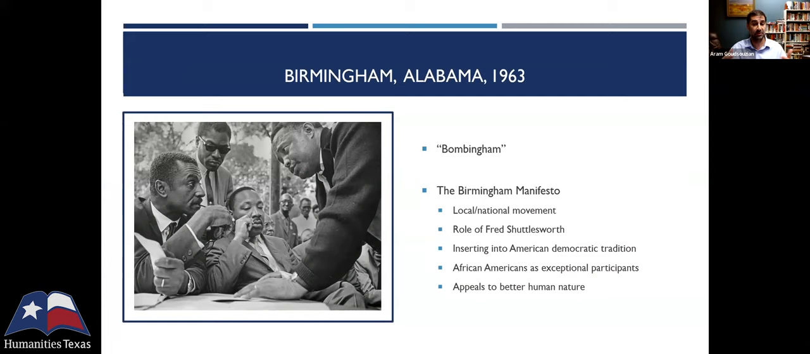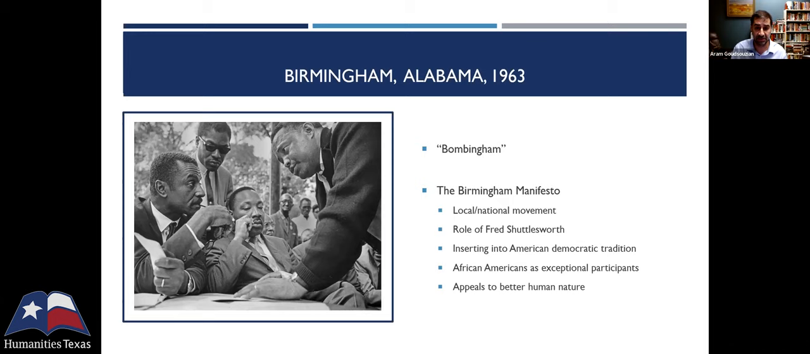It had the reputation as perhaps the most segregated city in America, segregated in terms of its public facilities, with very few Blacks having access to the vote, roughly one-eighth of the population. It was also a city particularly notorious for white violence, in particular through its police commissioner, Bull Connor. And so the first of the sources that we have to think about Birmingham in this context is the Birmingham Manifesto.